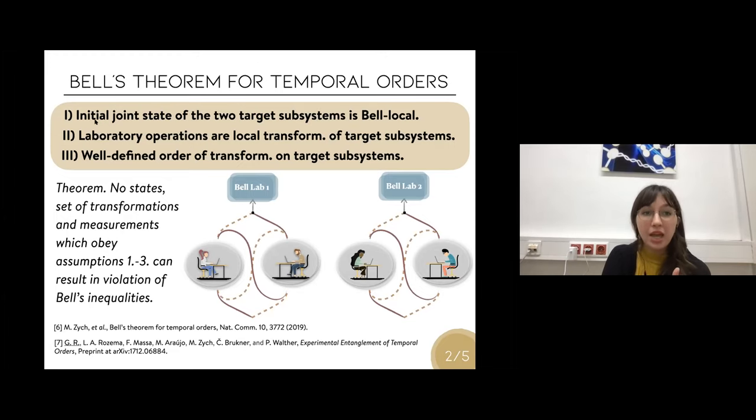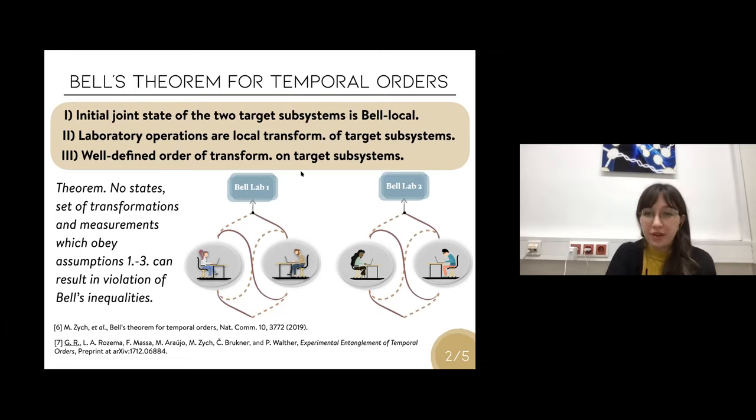Assumption number one: the initial joint state of the two target systems does not violate a Bell inequality. So it's a separable state, to say it in quantum mechanical terms. The second assumption was that the two Alices and the two Bobs do not perform entangling operations. So they do not perform something like a CNOT. For instance, if the two Alices performed a CNOT together, then they would entangle the state, and I would then be able to violate Bell. So my second assumption was that the laboratory operations are not such operations, so they are local transformations.